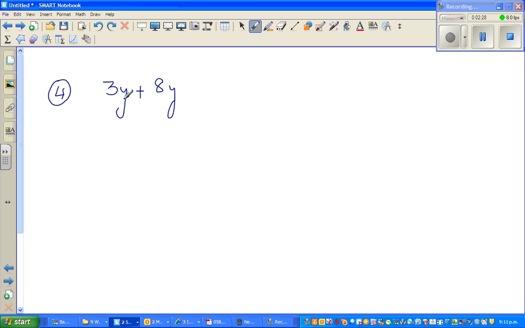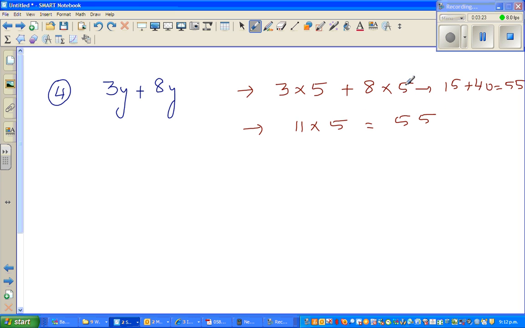Okay, next question. 3y plus 8y. So you've got 3 lots of y plus 8 lots of y. To understand this, suppose someone is asking you what is 3 times 5 plus 8 times 5. You can go 15 plus 40, which is 55, and there's nothing wrong there. Or you can think of this as 3 lots of 5 plus 8 lots of 5, which is 11 lots of 5, which is 55. So the same concept that you use in numbers applies: 3 lots of y plus 8 lots of y is 11y. That's it.